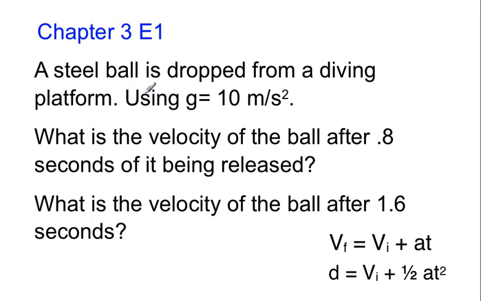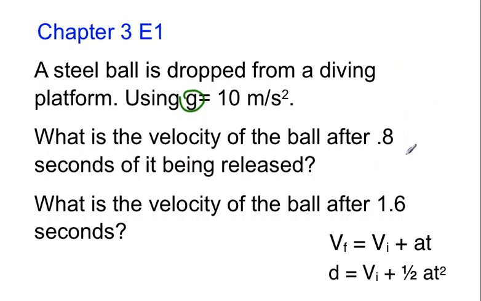Let's do another one. Acceleration. A steel ball is dropped from a diving platform. We don't know why, but it is. We're going to use the acceleration due to gravity, g, on Earth, 10 meters per second squared. They rounded up. That's fine. It's normally 9.81 meters per second squared, but here we're going to use just 10. What is the velocity of the ball after 0.8 seconds of it being released?